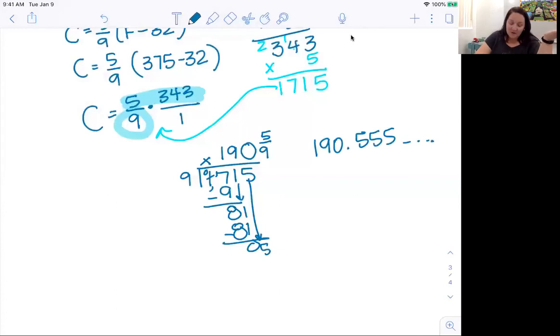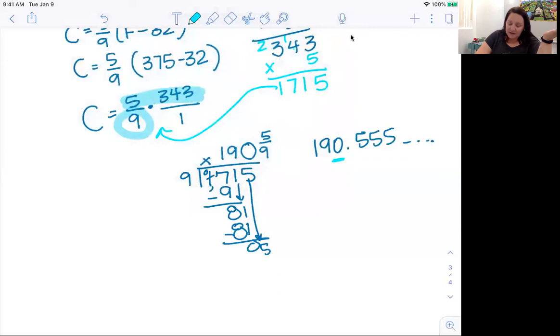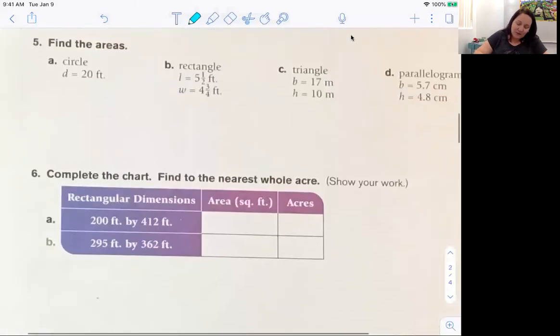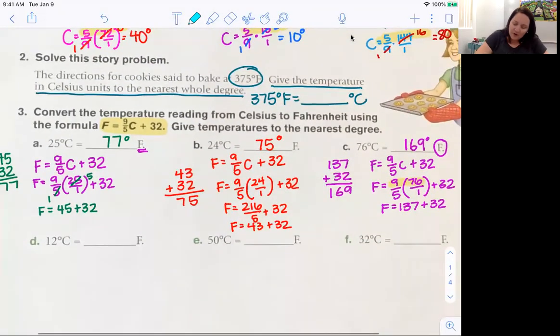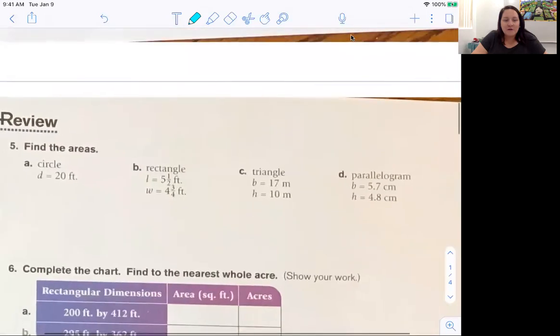So when we round to the nearest whole degree, the zero's in the ones place and the five's the boss telling us, hey, round up or stay the same. What does that 5 do? Round up. So we get 191 degrees Celsius. I want to put that, 191 degrees Celsius. So we can go back to our paper here, and we're gonna put 191 degrees Celsius. Okay, turn the paper over. And let's look at review.